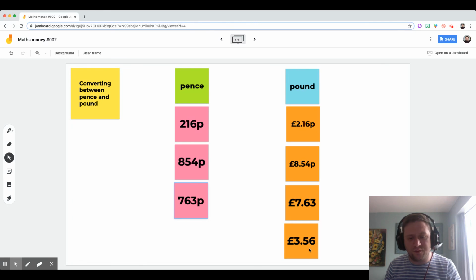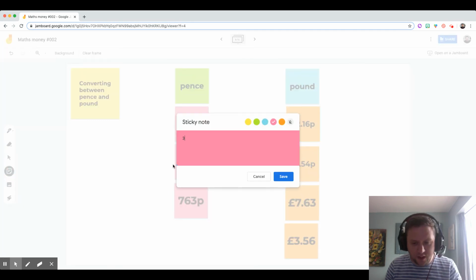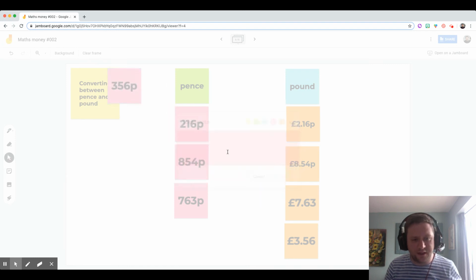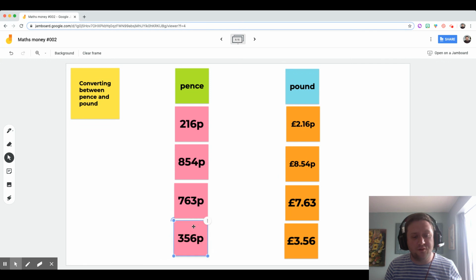Same with the last one here. This time I've got £3 and 56 pence. So the first thing we're going to do is convert the £3 into pennies. So I know £3 is the same as 300 pennies. And I've got the 56p as well. So £3 and 56p is the same as 356 pennies.